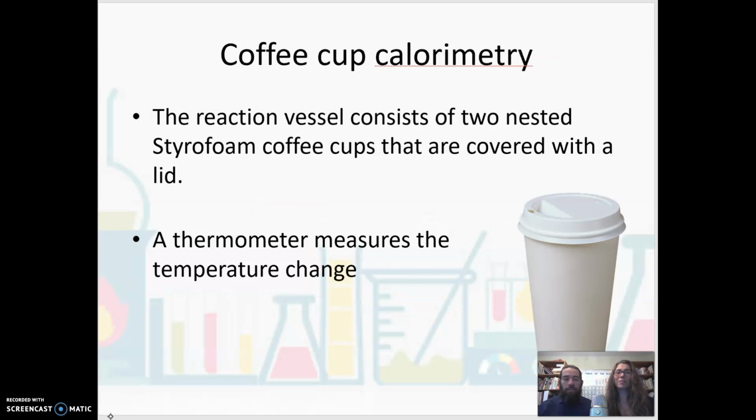All right, so coffee cup calorimetry really is representing this constant pressure calorimetry, and it often consists of styrofoam coffee cups, and they're nested together so that we can minimize loss of heat or energy, and we cover it with a lid, and we can measure the temperature within it. We measure before and after the reaction and see how our solution inside of it changes temperature.